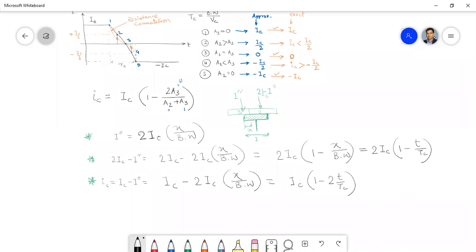I double prime will be capital IC minus small IC. And then we are substituting the value of small IC, which is equal to capital IC into 1 minus. First, we have determined the value of I double prime. Then we have calculated this small IC. Let me ask somebody else.